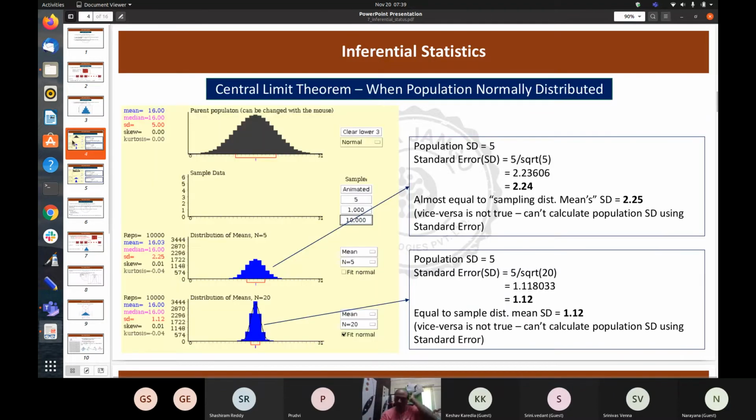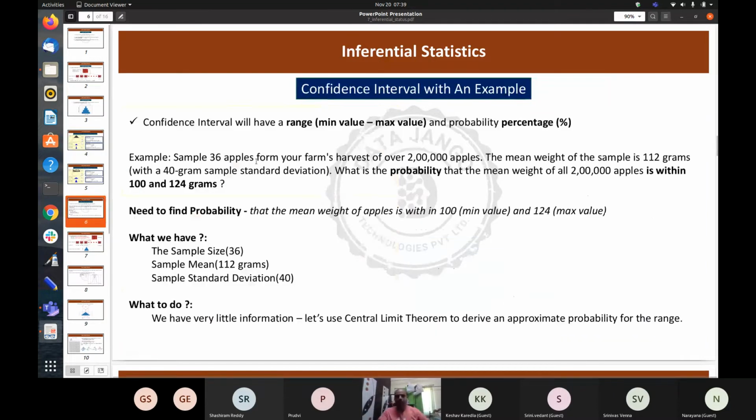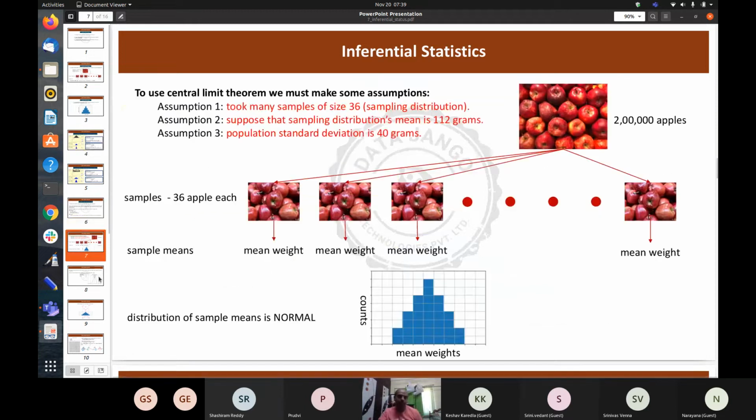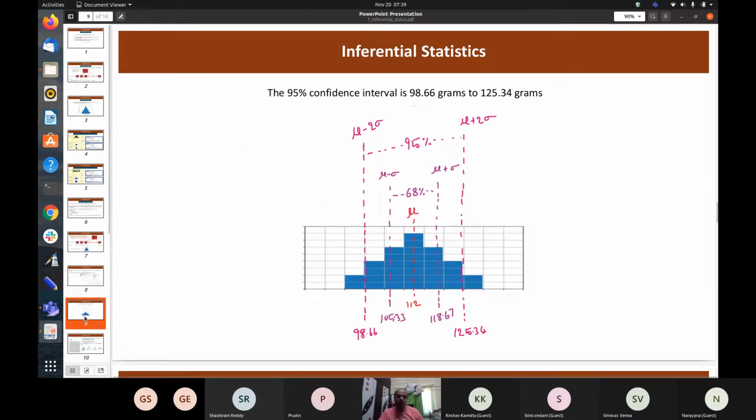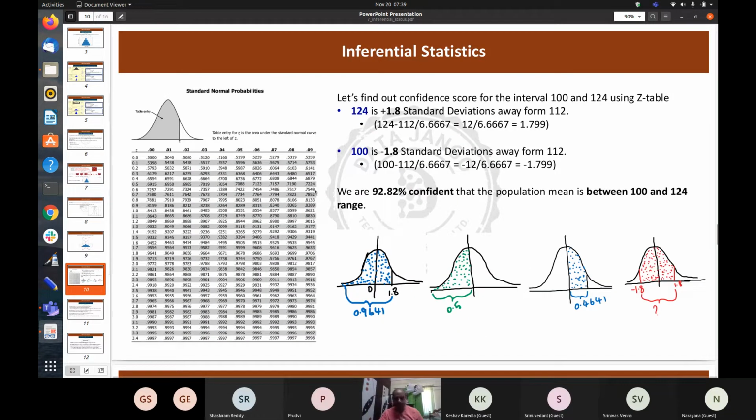We saw an example there. Here we don't have much information. With whatever we have, we try to get the standard deviation of the sampling distribution of means, and then we found the confidence interval of the population mean coming between 100 and 124.